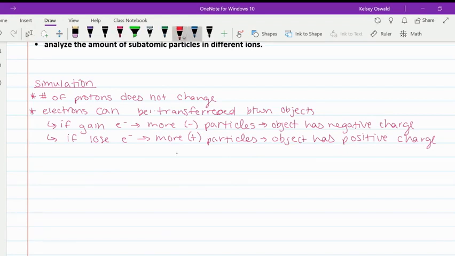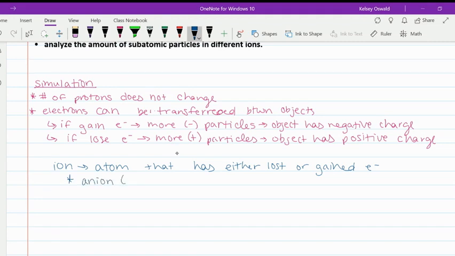We are going to call a charged object an ion. Okay, so an ion is going to be an atom that has either lost or gained electrons. Okay. If something gained electrons, we are going to call that an anion. Okay, so an anion is a negatively charged ion. So it's an element that has gained electrons.